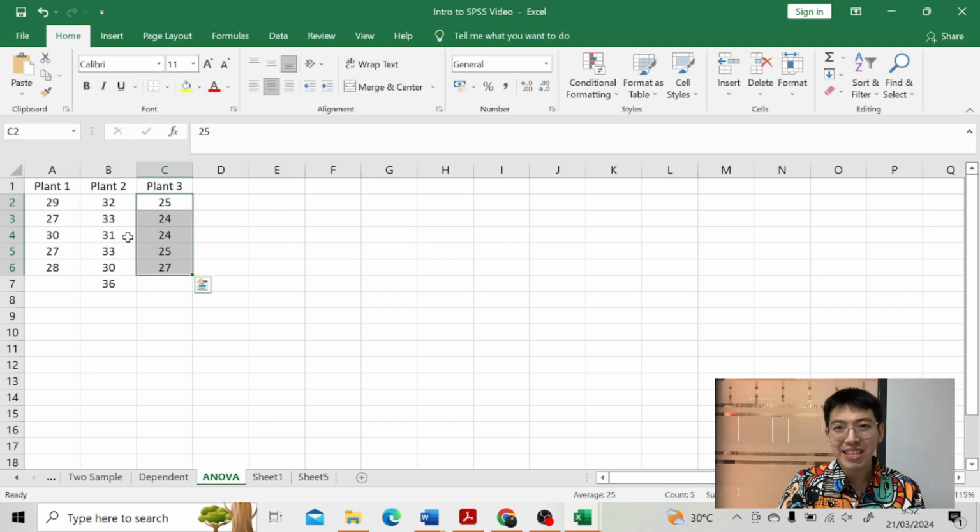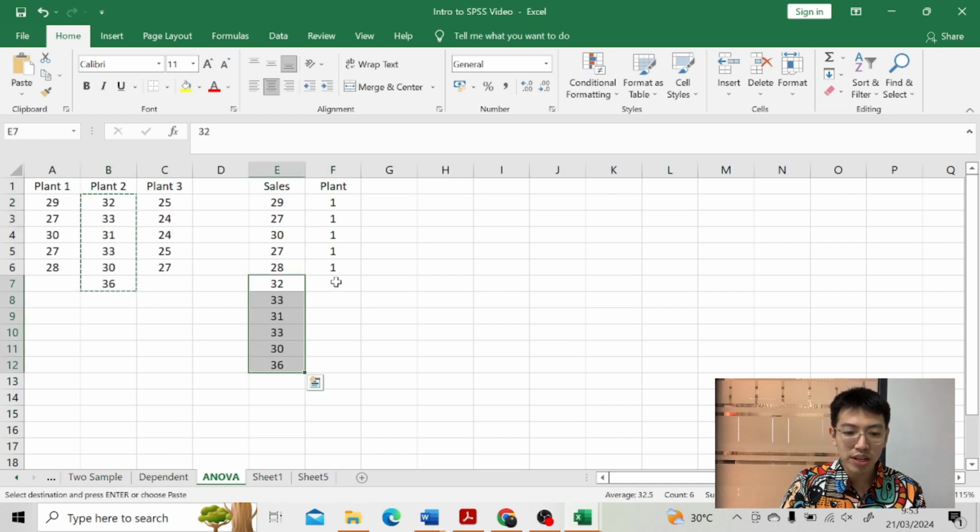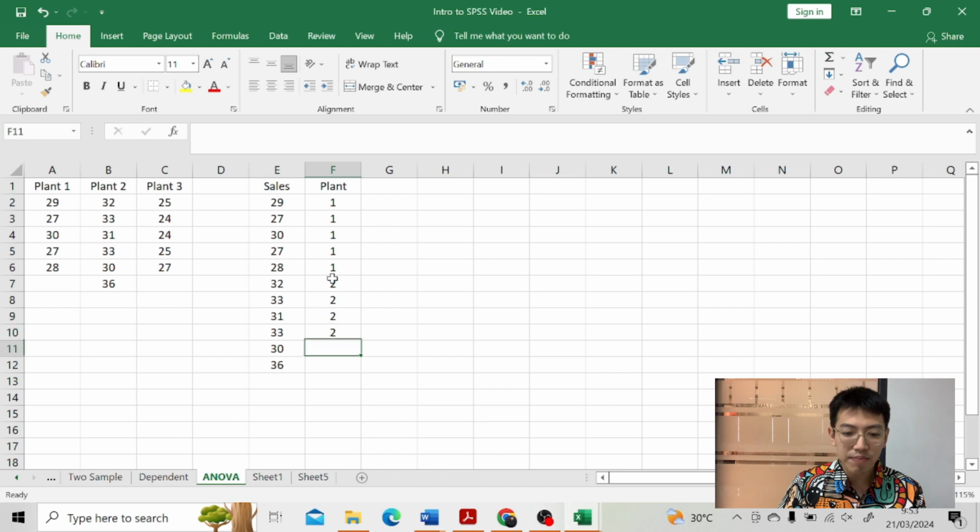To perform the ANOVA test, we have to remake the table. So the first column will be the plant sales, and then the second column will be the plant. This is the sales of the plant, and this is the plant. We can copy the first plant's sales here, and then we put the plant as 1. And then the next one for the second plant, we put this as the second plant. And then the last one, this is the third plant's sales. We put this as Plan 3.